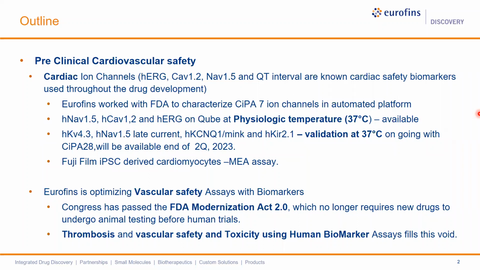We've been working with the FDA for the last 5-6 years, and we have characterized the CiPA 7 in automated platforms, QPatch and SyncroPatch, and with the recent guidelines and question and answers from the FDA for ICH S7B and E14, there is an emphasis on measuring all cardiac channels at physiologic temperature.